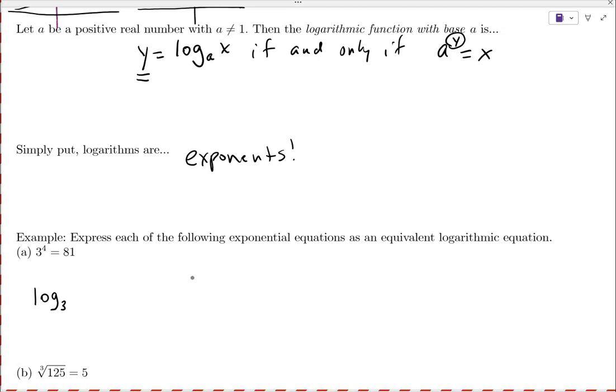This 4 is the input. This 81 is the output for that exponential function, right? We just said that logarithms are inverses of exponentials, right? Inverses flip-flop inputs and outputs. So if this is the output for the exponential, what's that going to be for the logarithm? The input, right? So this will be your 81 here. This 4, you said was the input. So the input of the exponential becomes the output.